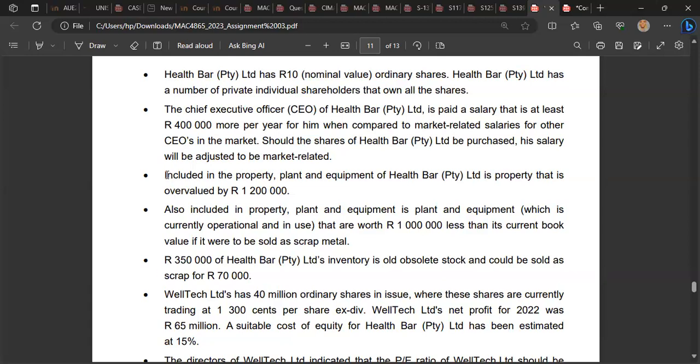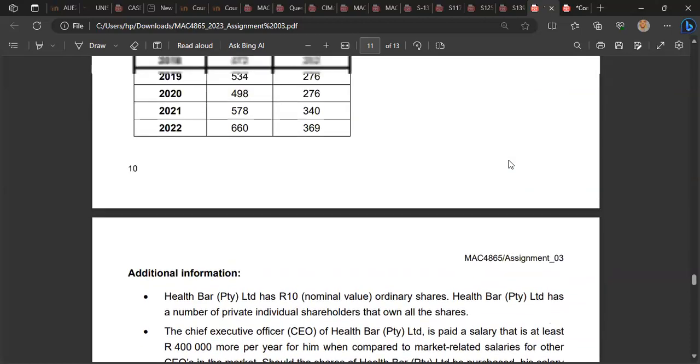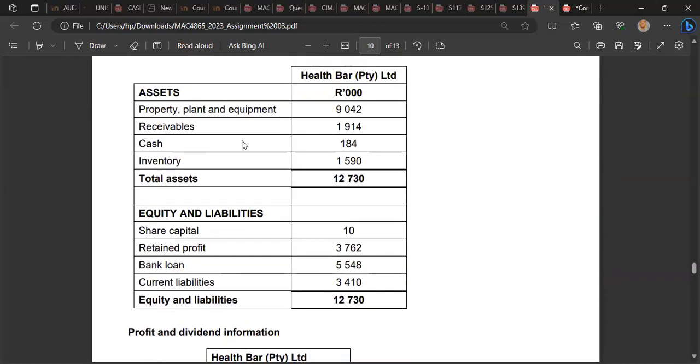Then included in the property, plant and equipment of Health Bar Limited is a property that is overvalued by 1.2 million. So there's already one red flag there. Which means included here is an item that has been overvalued, so whatever we do there, we need to slash it down. So I'm simply putting in the figures there.